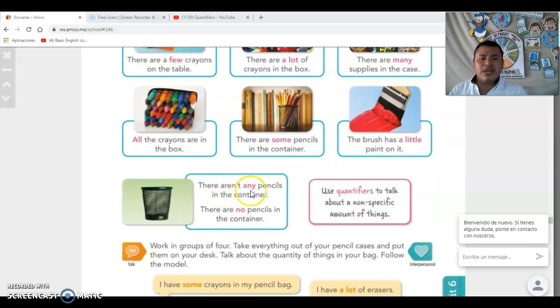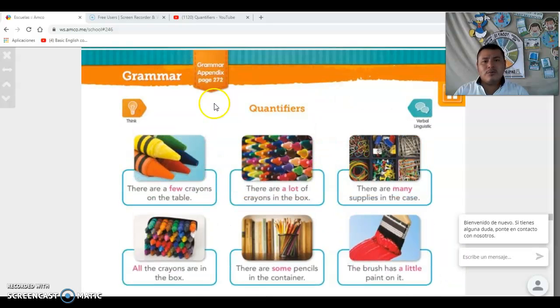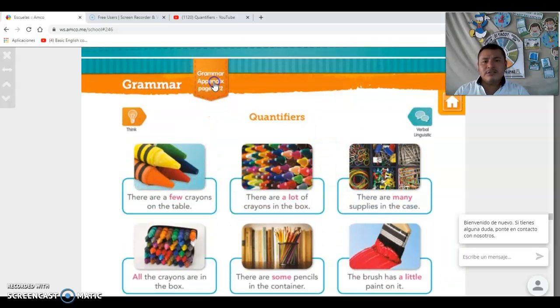We don't know how much paint, but it has a little, okay? In negative, we use any or no. There aren't any pencils in the container, so there are no, zero pencils in the container. There are no pencils in the containers. So on this page, guys, you don't need to do anything, but you need to go to page 272.